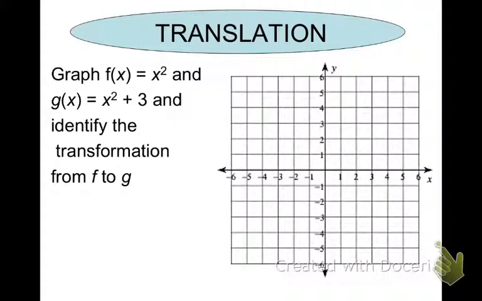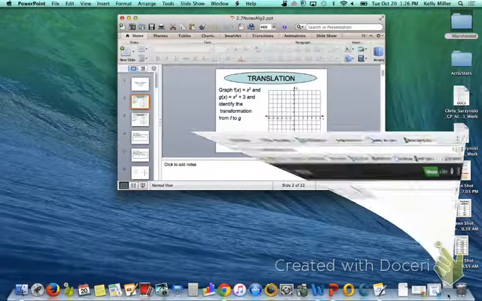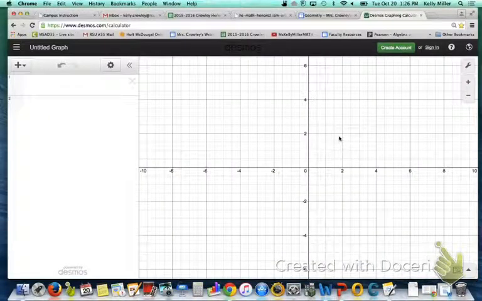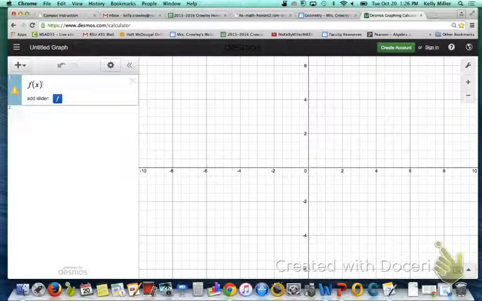I was going to have you graph it by hand, but we're not going to graph it by hand. So if you go to Desmos, in line 1, we can type it in function notation. Desmos is not afraid of function notation. f of x equals x.